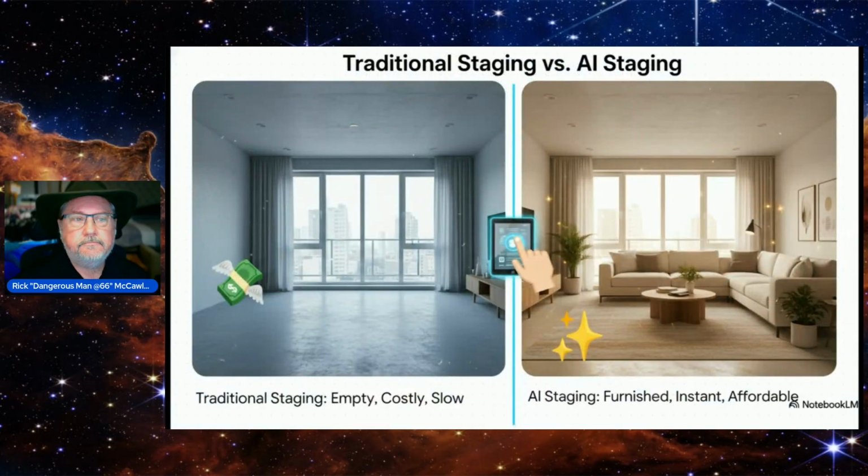And then there's staging. Oh man. Traditionally, this was a nightmare. Thousands of dollars, movers, weeks of planning. But now, with AI virtual staging tools like reimaginehome.ai, you can digitally furnish an empty room with any style you want instantly. And get this, it can be up to 97% cheaper. No joke. It lets buyers see themselves in the home.